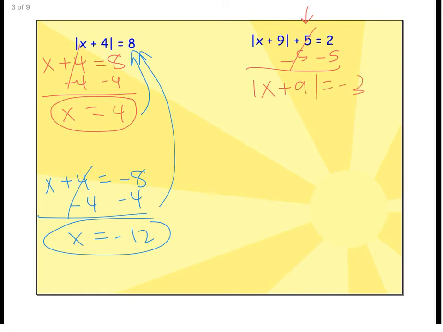Now there's nothing outside of the absolute value bars, so there's nothing on the left side or the right side. I'm good to go from here. But now I have the absolute value of x plus 9 is equal to negative 3. So it's equal to a negative number. That's not possible. I can't have a negative distance, so there are no solutions.